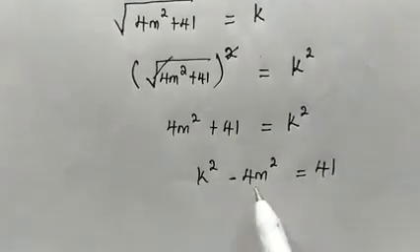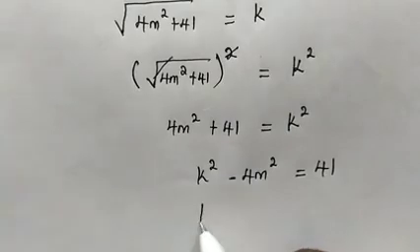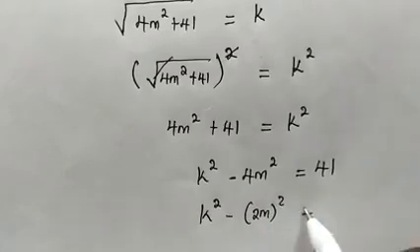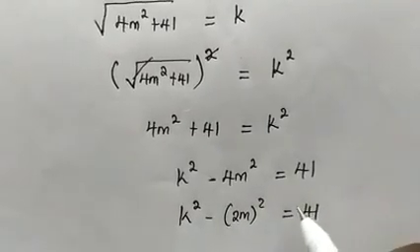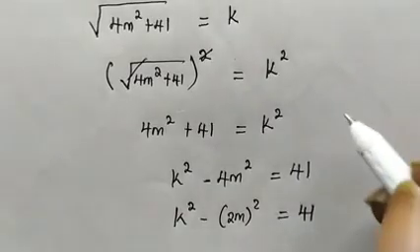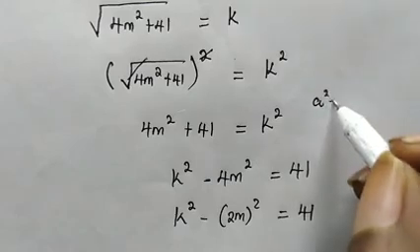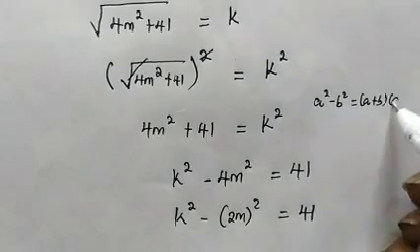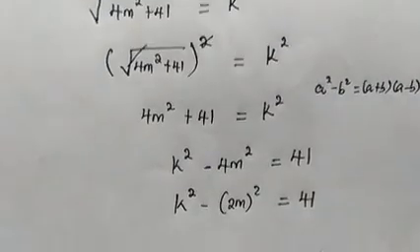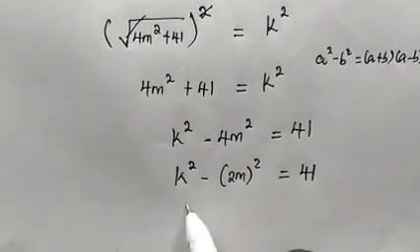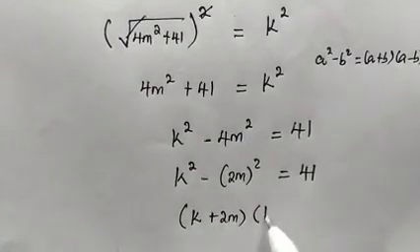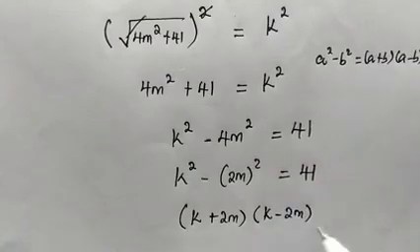Now, did you realize something? Difference of two squares. This is k squared minus 2m squared, equal to 41. The method we use here: we know that a squared minus b squared is equal to a plus b multiplied by a minus b. So we call it the difference of two squares formula. So here this is going to be k plus 2m multiplied by k minus 2m, and this is equal to 41.